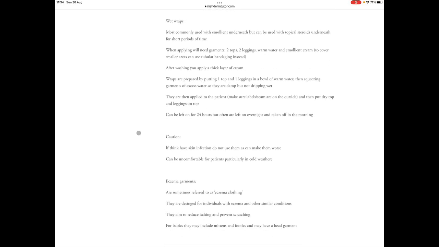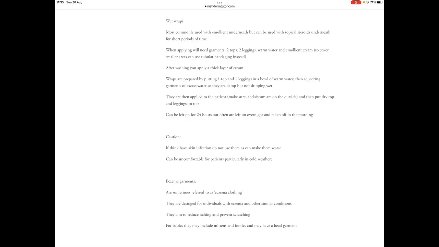So wet wraps are another way to provide occlusion, and usually you'd use an emollient underneath, but you can also use topical steroids underneath, and again probably should only do this for short periods of time due to the increased potency that can occur with occlusion. When applying it, you'll often use garments. I mentioned garments a bit lower down, and some garments are appropriate for wet wraps, so you just need to make sure that they are. Or else, if they're smaller areas, you could even just use tubular bandaging.